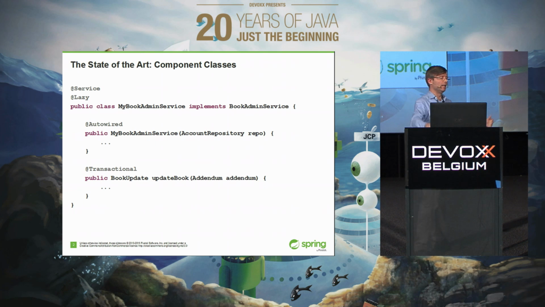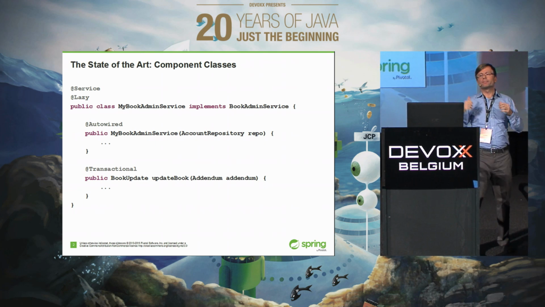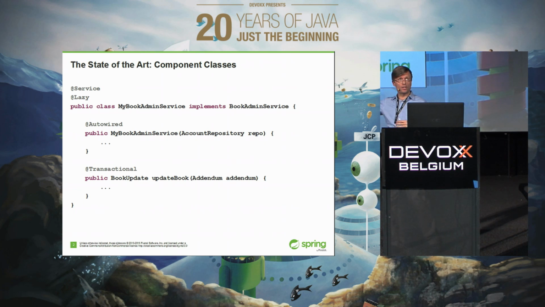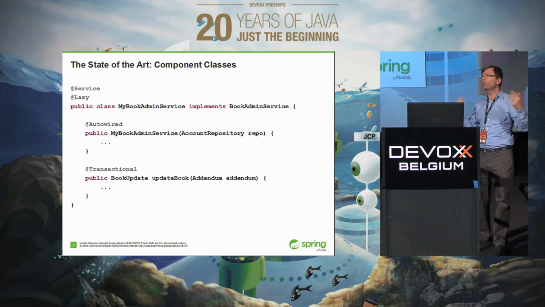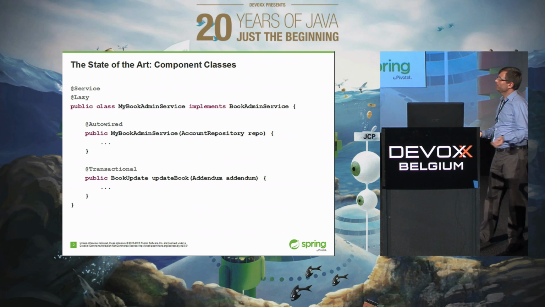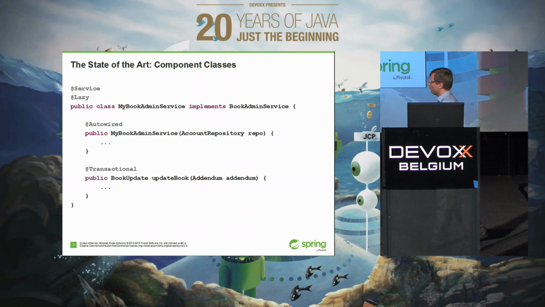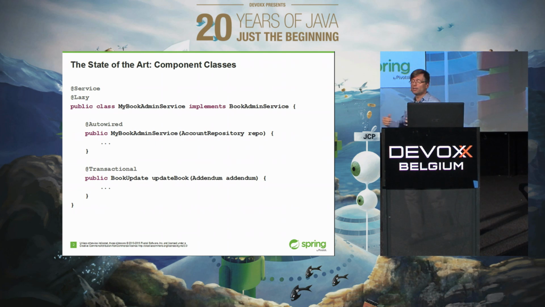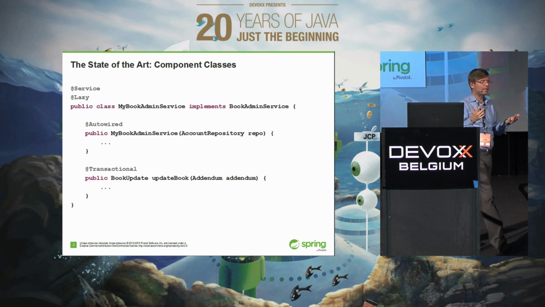All right. This kind of component class highlights the typical Spring annotation-based component style. It's annotated with a stereotype annotation, @Service on top, indicating a role for this class. So from a source code perspective, we're looking at a piece of Java code, right? A regular Java class following standard object-oriented principles. It's implementing a service interface. It has a name, MyBookAdminService. It even says service in the name.